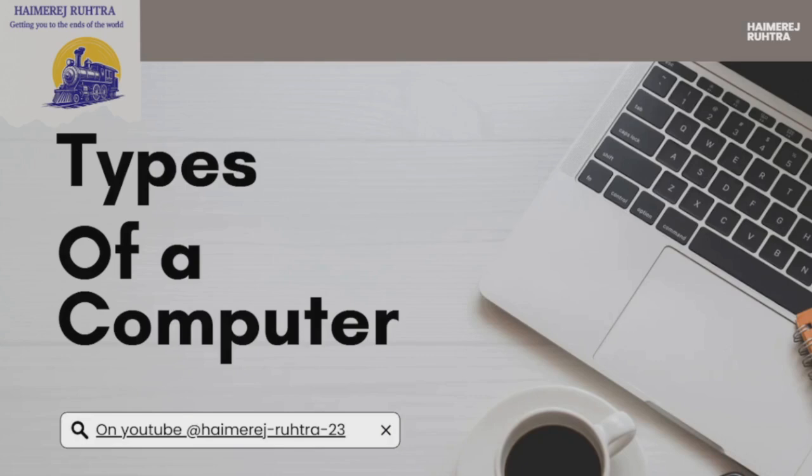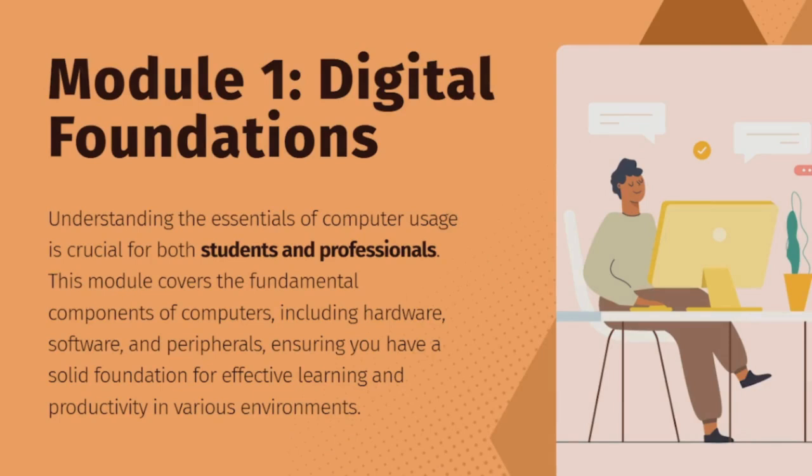So I am your tutor Jeremiah Arthur, and we'll be introducing the types of computer. But before that, I would like us to visit our earliest module, that is Module 1 about digital foundation. So why this module? This module is needed for understanding computer usage for both students and professionals.